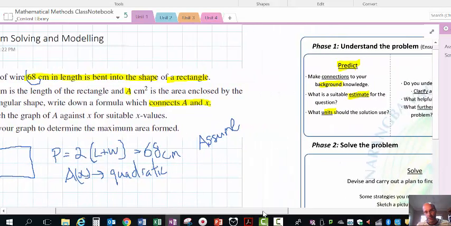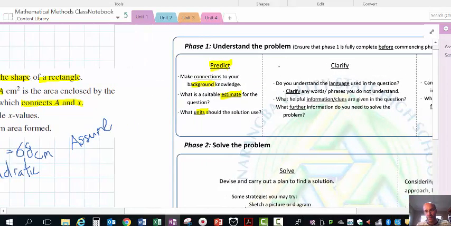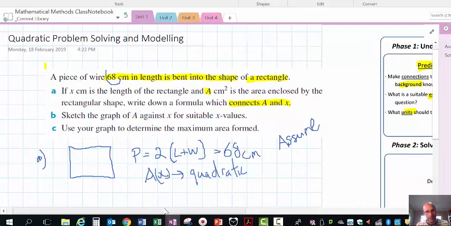Alright, so the second phase is to clarify. So do we understand all the language used? Clarify any words or phrases. Let's have a look. Maybe connects, what does that mean? Well, that's probably going to be a function, isn't it? So connects means it's a function or an equation, and that's what we said down there.